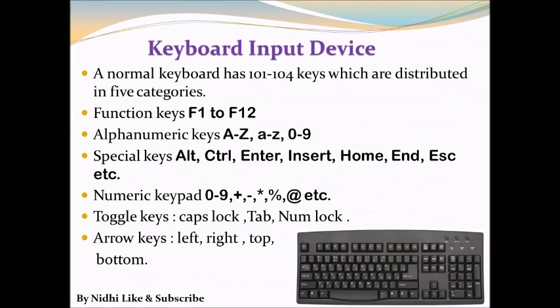The second type of keys are alphanumeric keys, having alphabets and numbers on them. So A to Z, capital or small a to z, and then numbers 0 to 9. If you want to print something in capital, you can use caps lock and then all words will come in capital. And if you want a particular word in capital, then you can press that letter with the shift key.